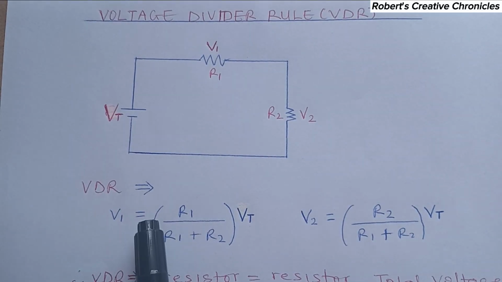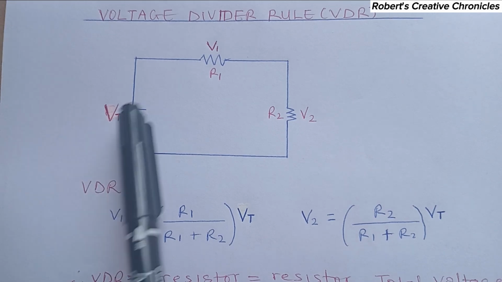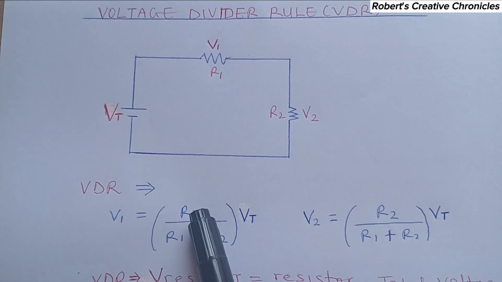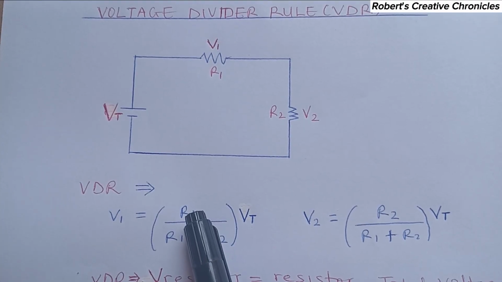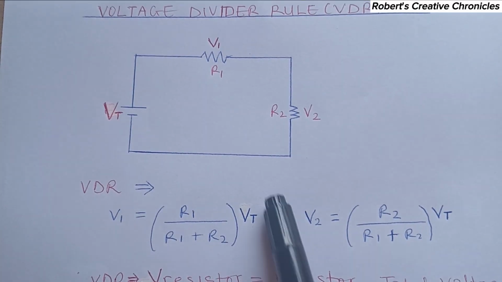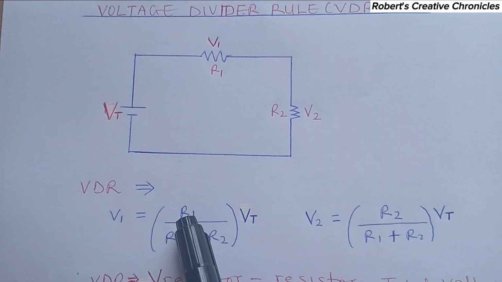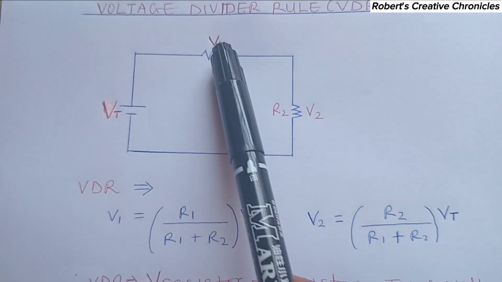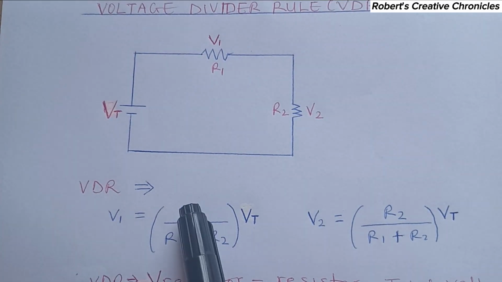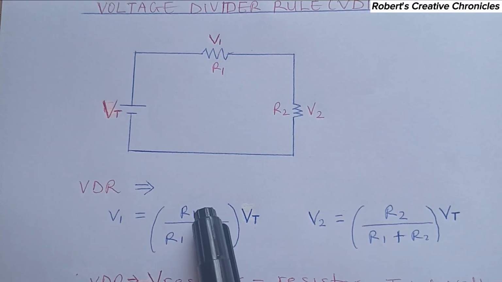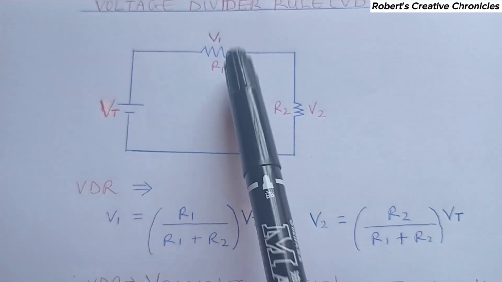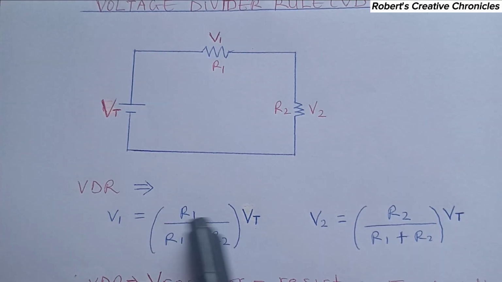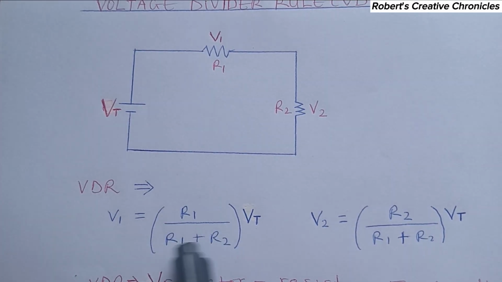To find V1, you multiply the total voltage Vt by the resistance of the resistor you want to find the voltage across. Now we want to find the voltage across resistor R1, that's V1. So we multiply it by the resistance of R1, over the sum of the resistances of the two resistors connected in series.